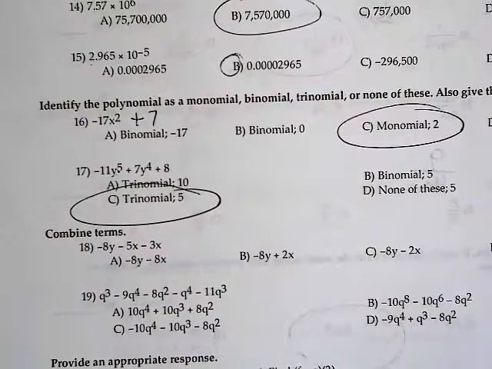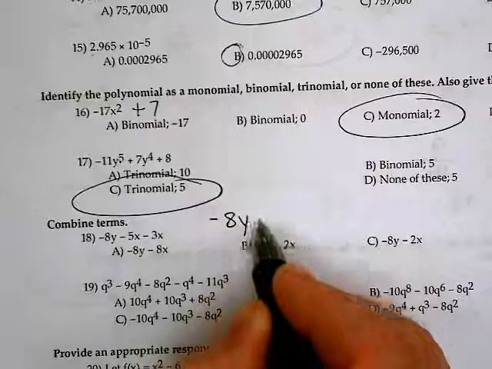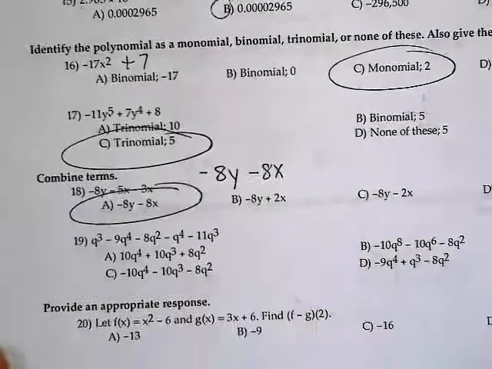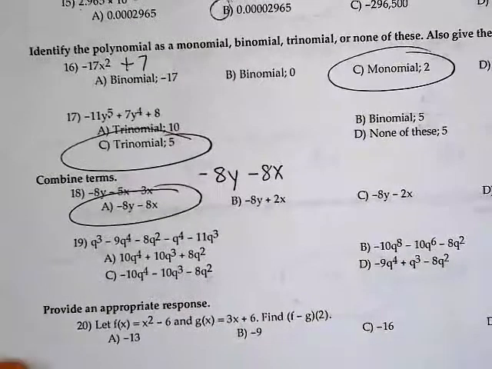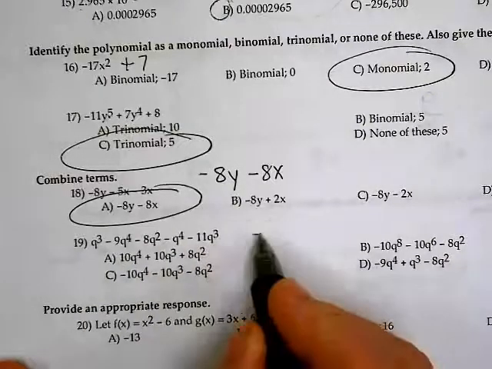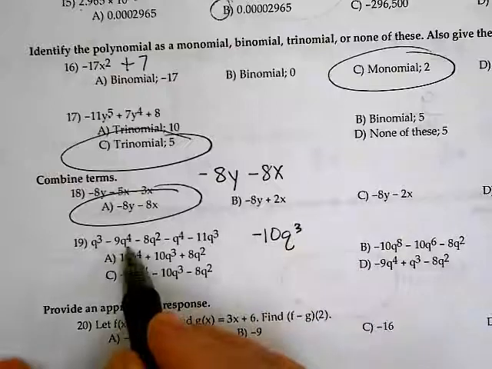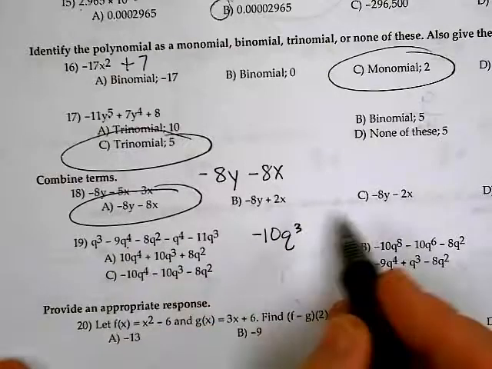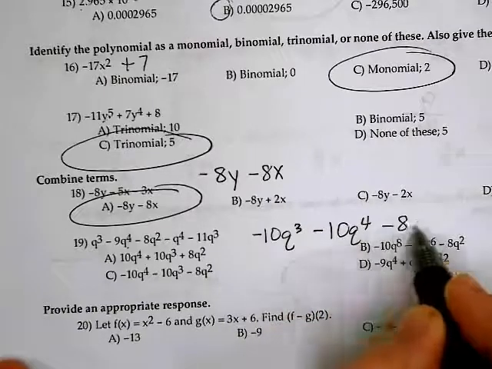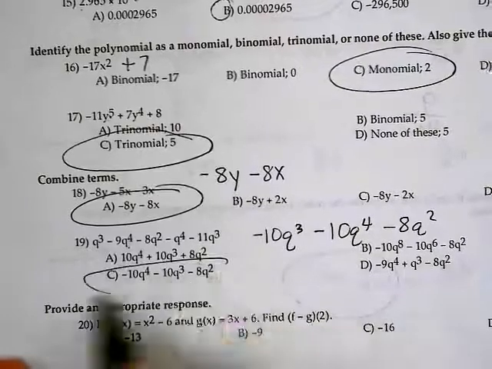Combine like terms in number 18. The x's can combine. This is negative 8y minus 8x, which is A. 19, combine like terms. There's q to the third minus 11q to the third, which makes negative 10q to the third. Negative 9q to the fourth minus another 9q to the fourth is negative 10q to the fourth minus 8q squared. Yes, that is your answer.